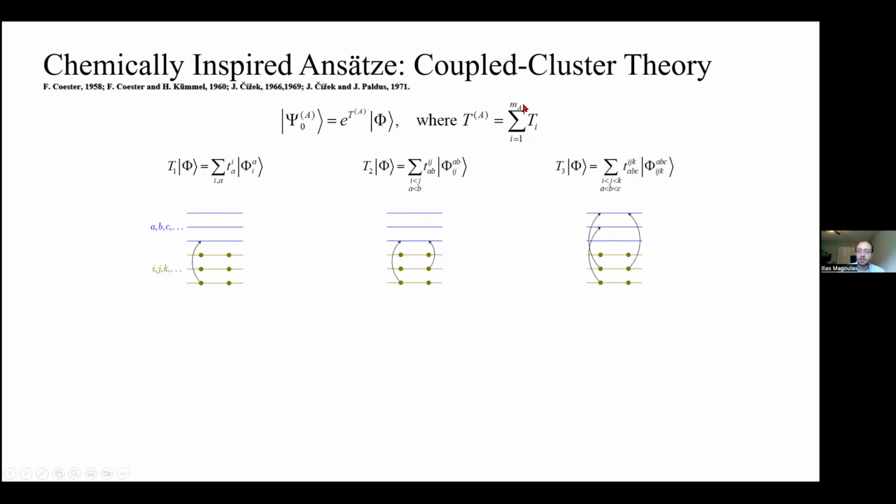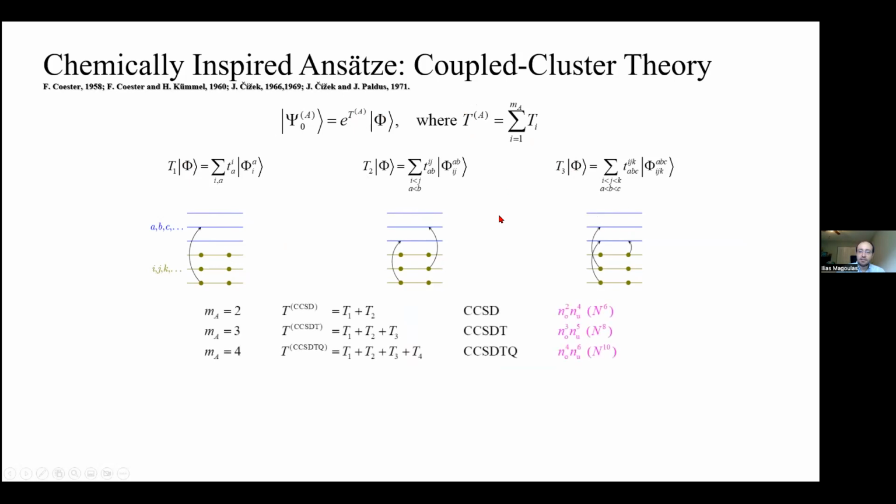Depending on the level of truncation in the cluster operator, we can arrive at a hierarchy of coupled cluster approaches. We have, for example, coupled cluster with singles and doubles; singles, doubles, triples; singles, doubles, triples, quadruples; and so on. If the level of truncation is equal to n, where n is the number of electrons of our system, then we have an exact full configuration interaction description.